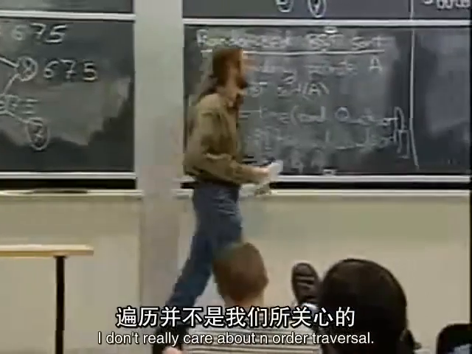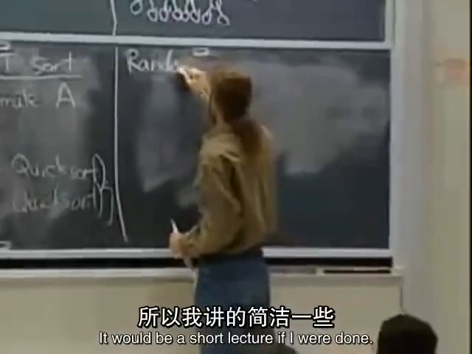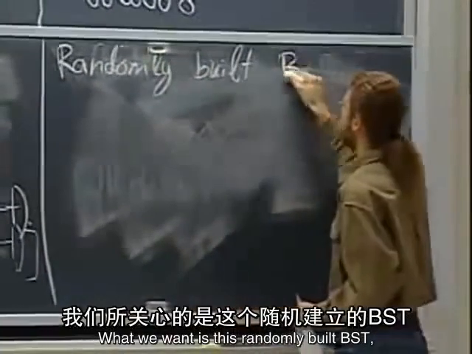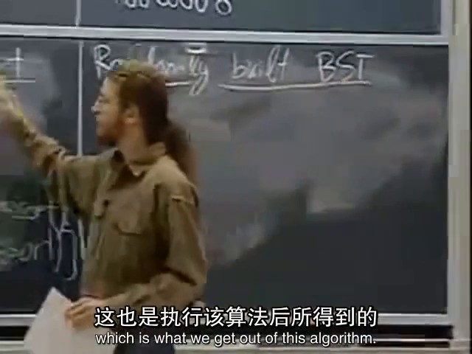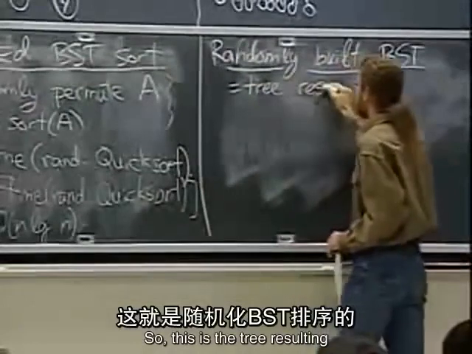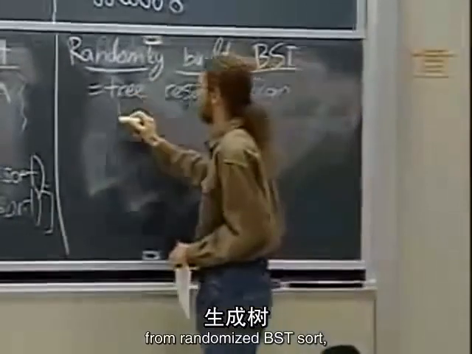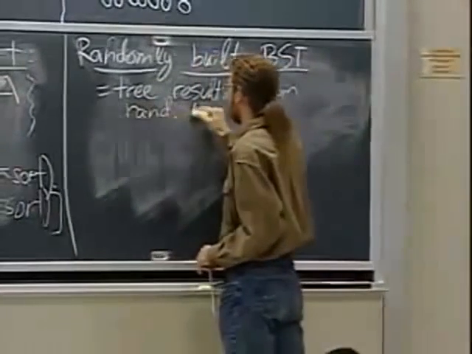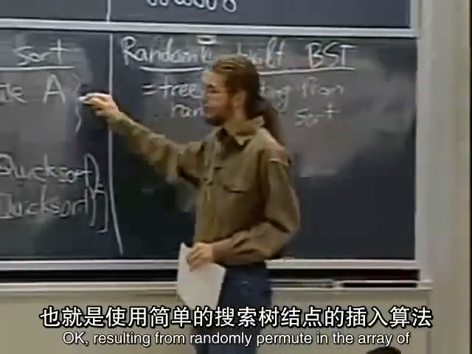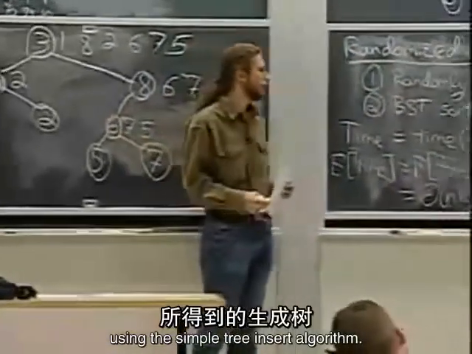I don't really care about in-order traversal. What I want, because we've just analyzed it, it would be a short lecture if I were done. What we want is this randomly built BST, which is what we get out of this algorithm. So this is the tree resulting from random BST sort, randomized BST sort, resulting from randomly permuting the array and just inserting those elements using the simple tree insert algorithm.